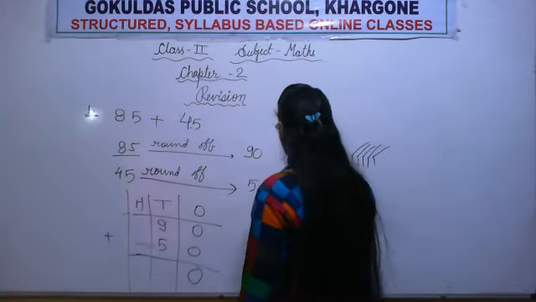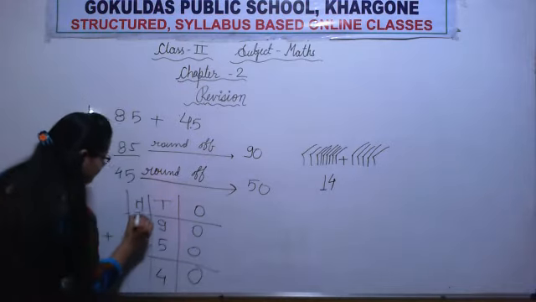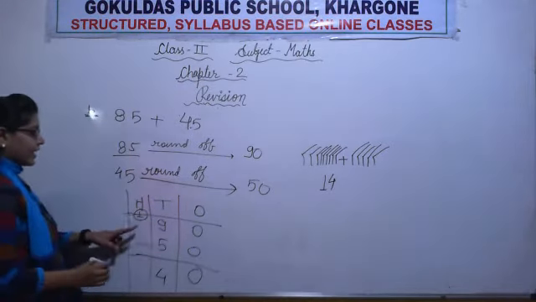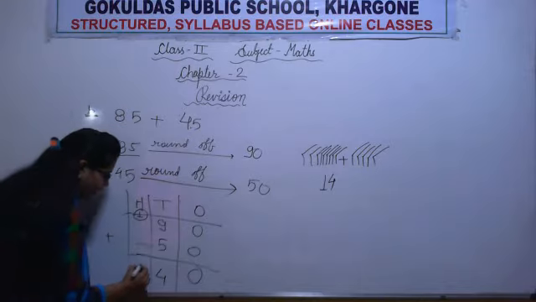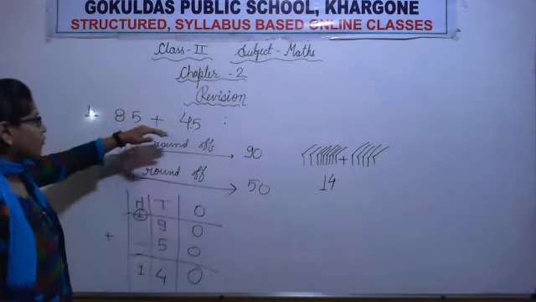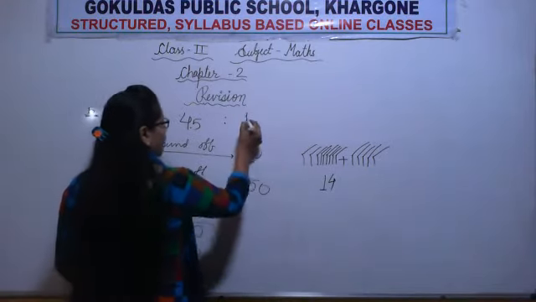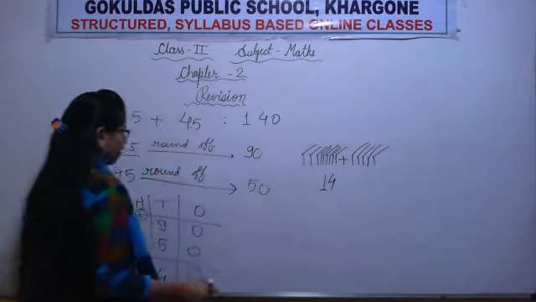So again 2-digit answer. So we will do regrouping. 1 in the form of carry. So no number is there after 1. So we will write 1 as it is. So we rounded off both the numbers and we found estimated sum is 140. Okay.